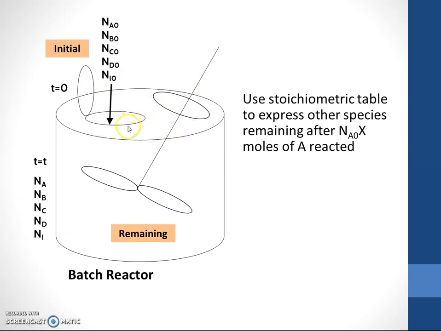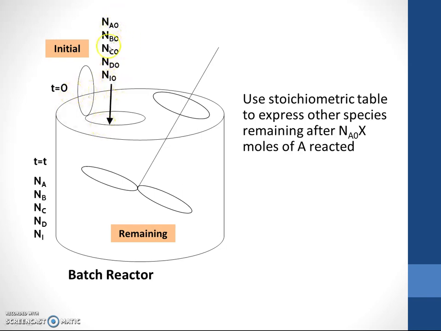This is the schematic diagram for a batch reactor. We have a stirrer here, and initially at T equals 0, we have Na naught, Nb naught, Nc naught, Nd naught, Ni naught. Na naught and Nb naught are the reactants, Nc naught and Nd naught are the products. Even though we don't have product in the beginning, we still put it as a symbol in the stoichiometric table to be used as a reference. I refers to inert, any kind of substance which is not involved in the reaction. We call it inert.